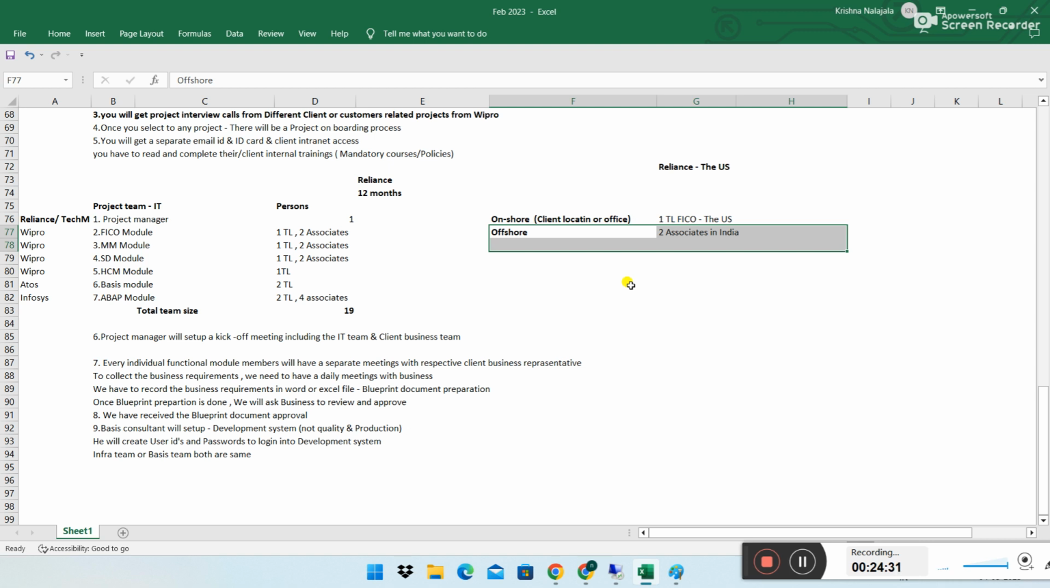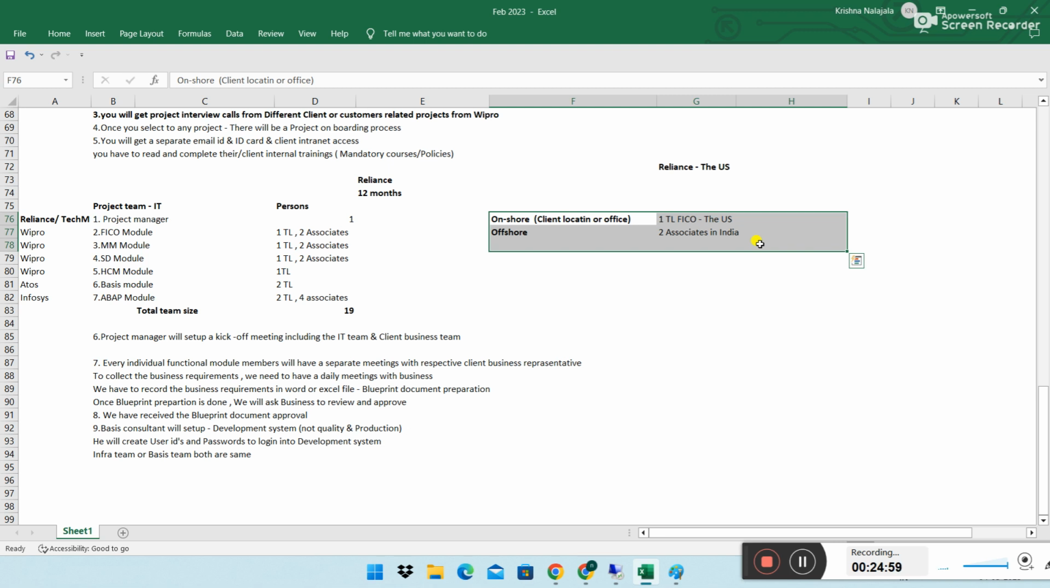Now the question is, who will get onshore, who will get offshore? That depends on your skill set, your experience level, and your luck. Maybe some associates who join newly might go on-site also. They go to a different country and work for 1 year, 6 months, 4 months. It depends on the situation. But you should understand what onshore means.